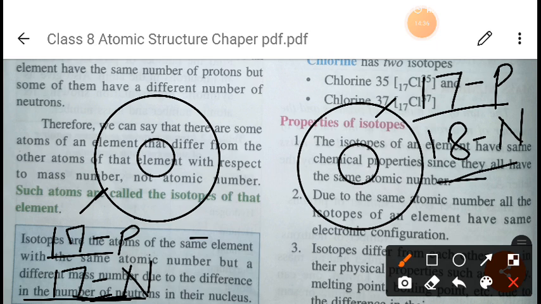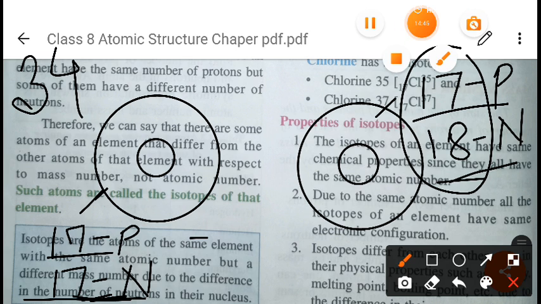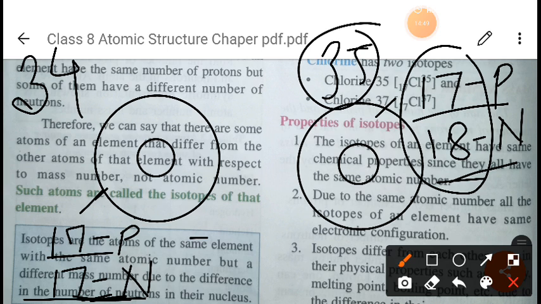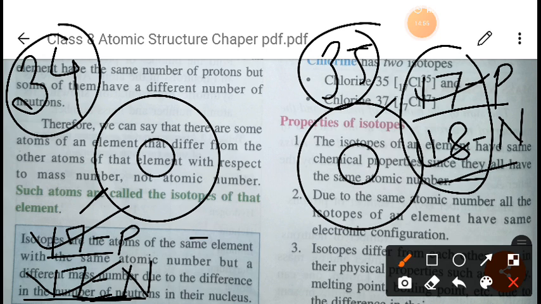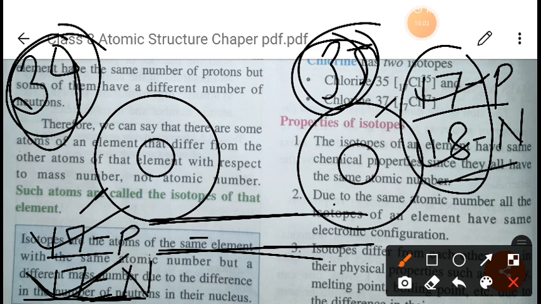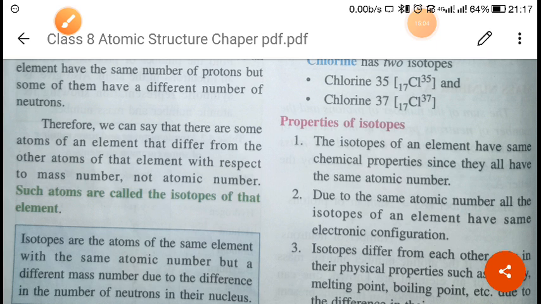So when you see the mass number, 17 plus 17 will be 34, right? And here it will become 35, right? So as you can see, the mass number is not the same, but the atomic number is 17 here also. Since the number of neutrons is not the same, its mass number is not the same. Then such atoms are called isotopes of each other, meaning they have the same atomic number but different mass number.